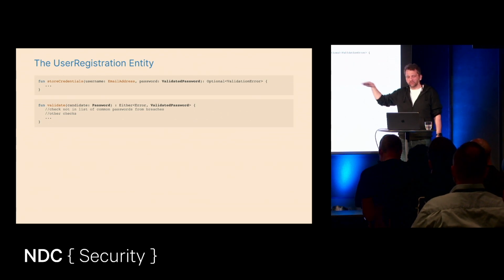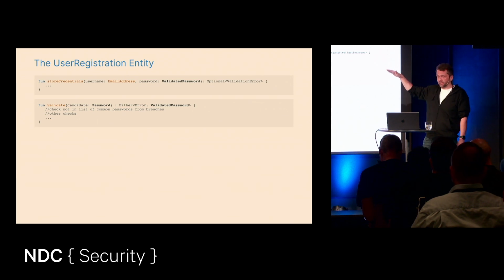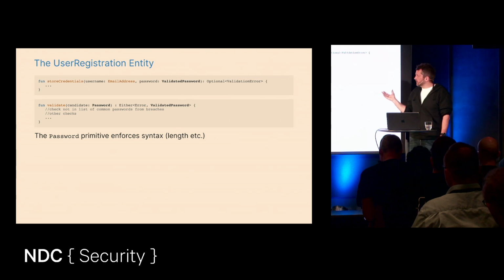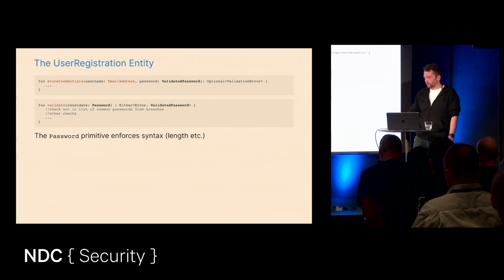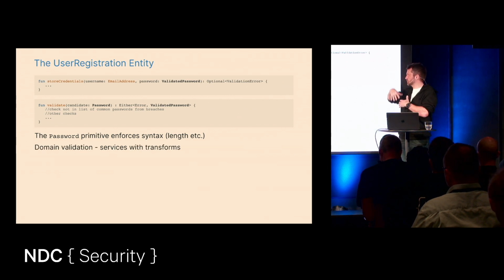It can go and look in one of these commonly breached password lists and say, no, this is not a good password. Or you could say, yes, you can use this password, it's good. And we could have the other rules that we want there. So the password primitive itself could enforce simple syntax, so the password should be of a certain length, for instance. But we do need these services to actually do some of the work regardless.